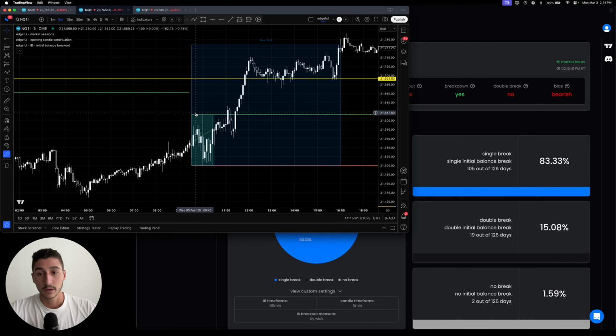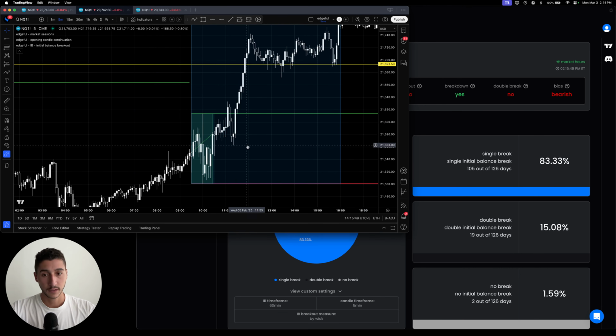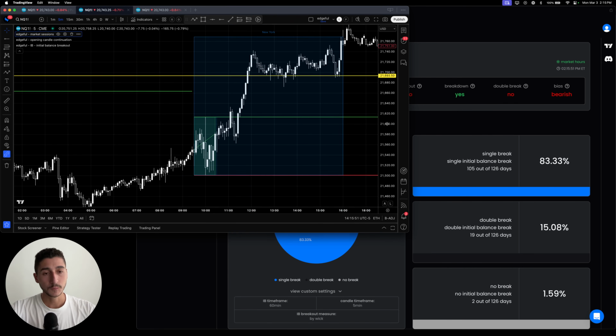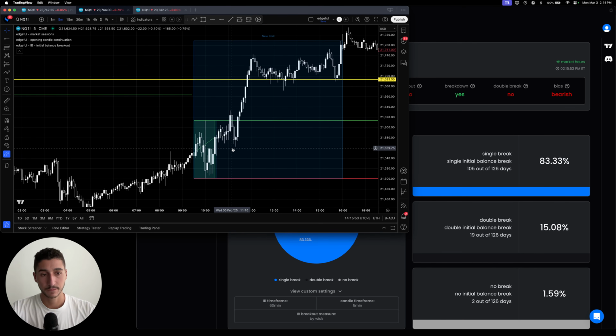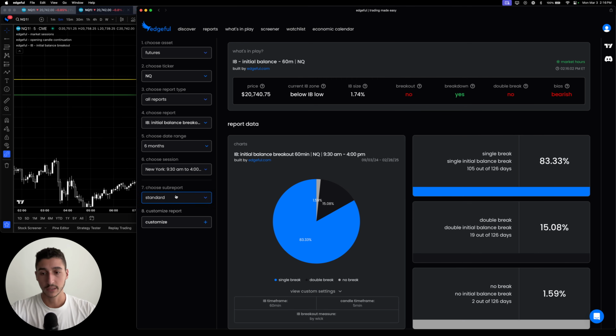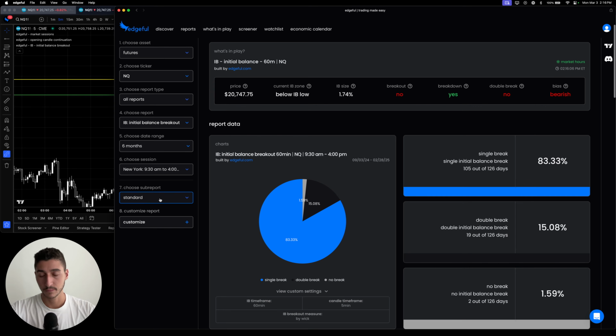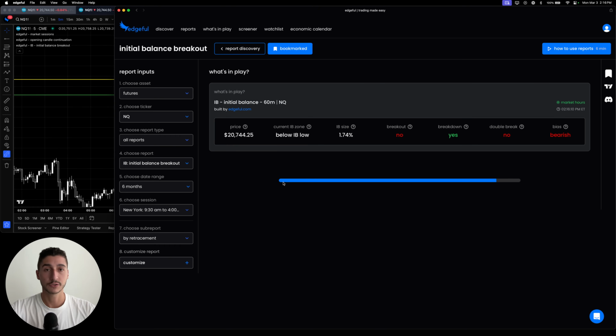So now after the first hour, we have our opening candle, we have our initial balance levels. Now we have to wait for price to break either the high or the low of the initial balance. After it does that, we have now our bias and we have our target. Now we need our entry and our stop. So let's go to right over here, the sub-report section, and let's go to the buy retracement variant of this report.